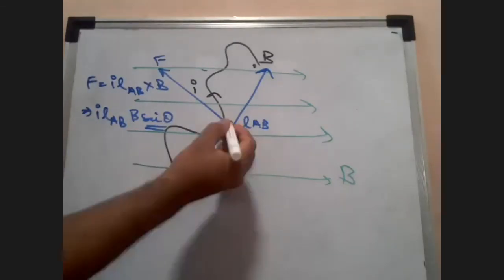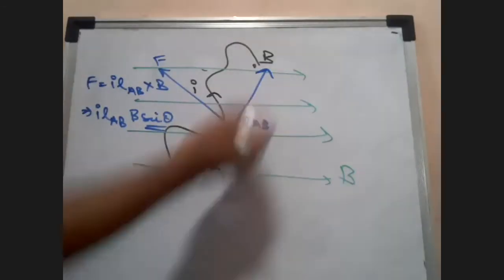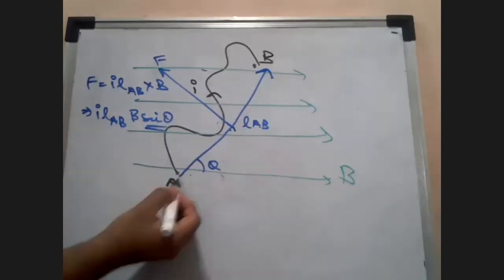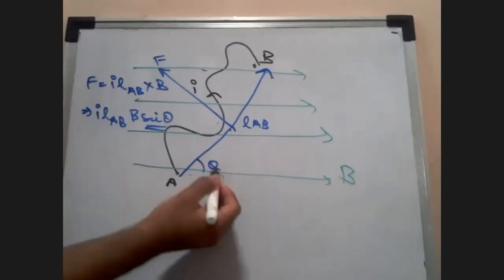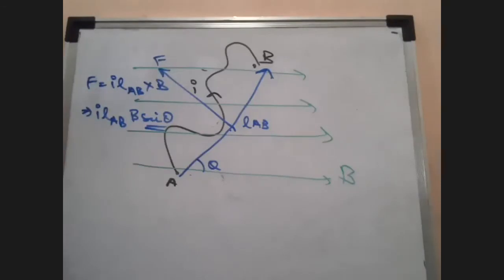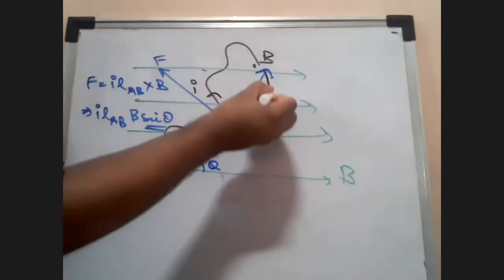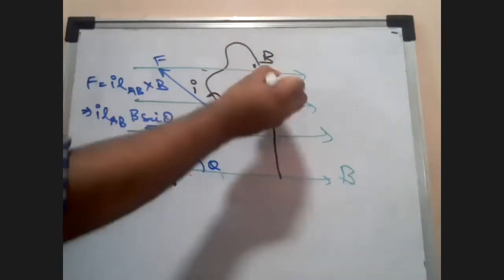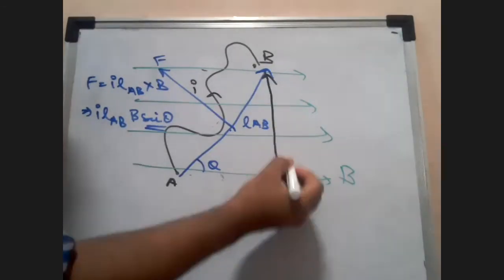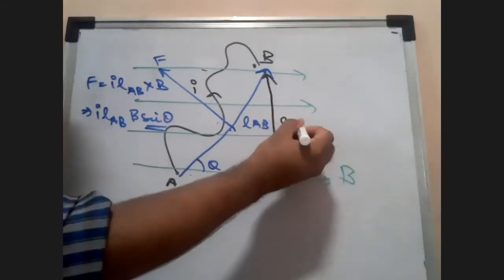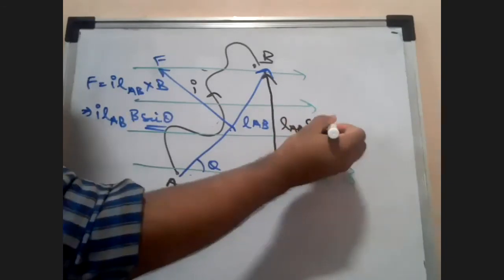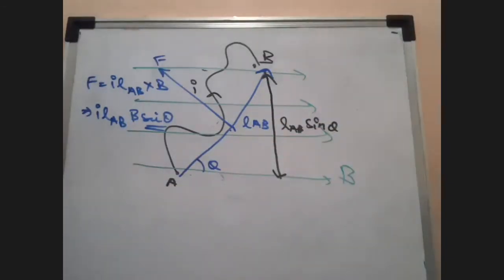Can we take the perpendicular component of this length vector? If this is L_AB, having some angle theta with the magnetic field, then I will take a length vector which is perpendicular in this form, and this length vector will be L_AB sine theta. Is that understood, students? Yes, sir.